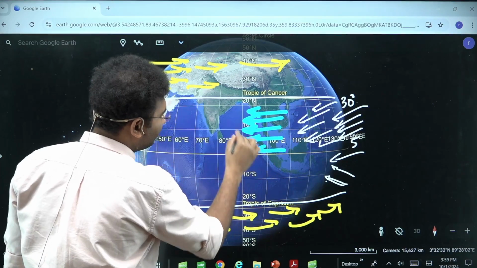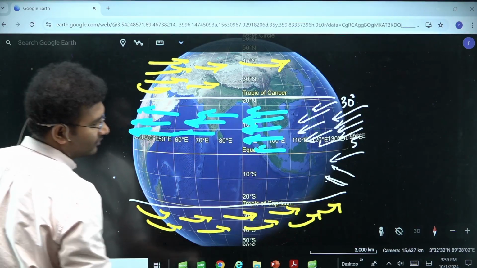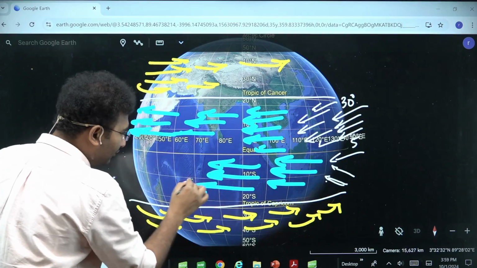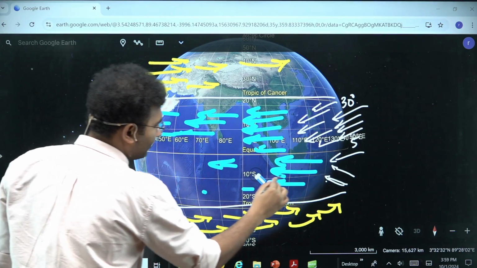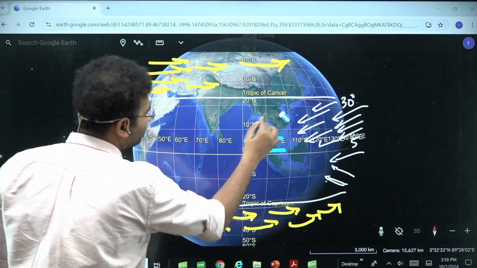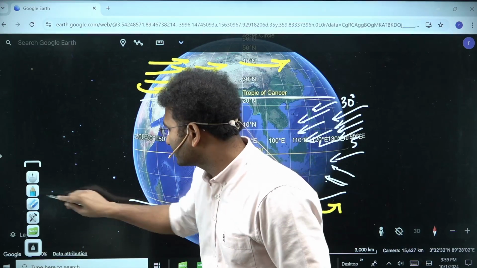This is the directional movement of the water. Imagine the blue color is the directional movement of the water. Now you tell me, if the water is moving in the same direction as the wind, and if the wind experiences Coriolis force, don't you think the water will experience Coriolis force? Yes, your water will also experience Coriolis force.